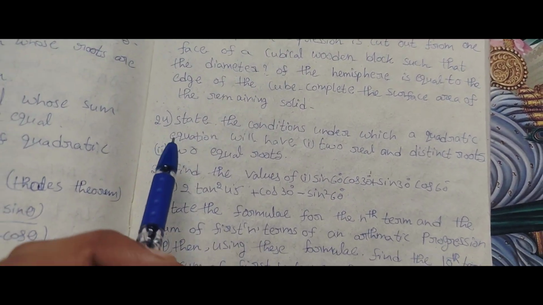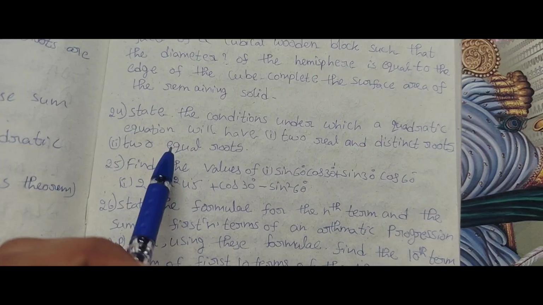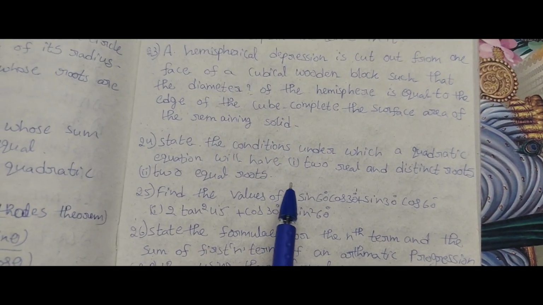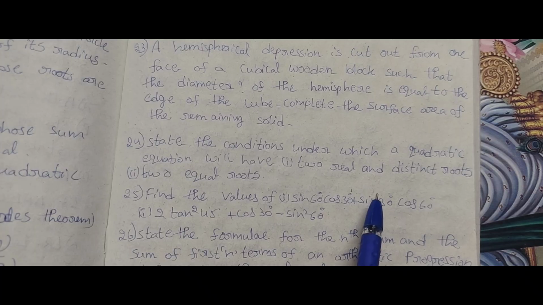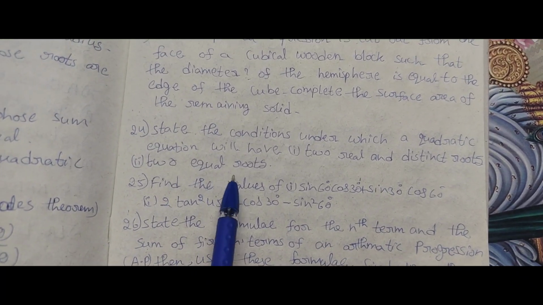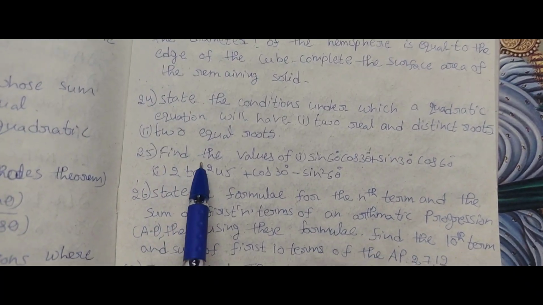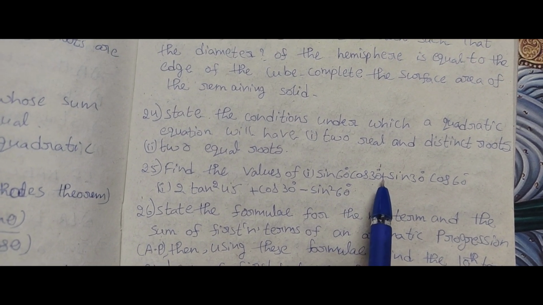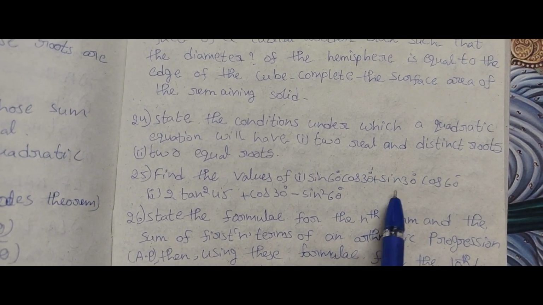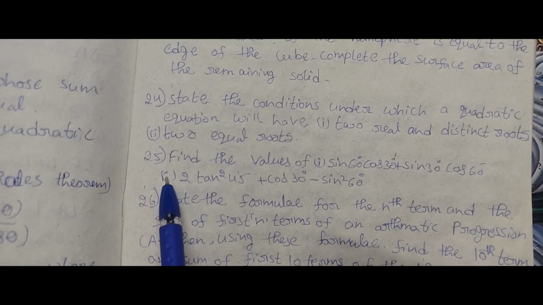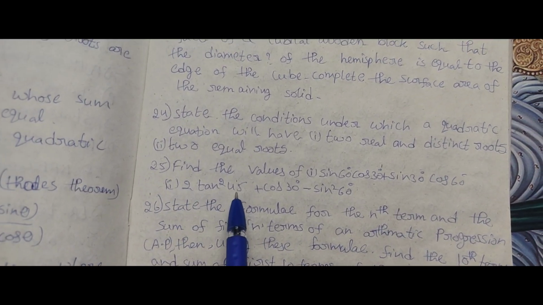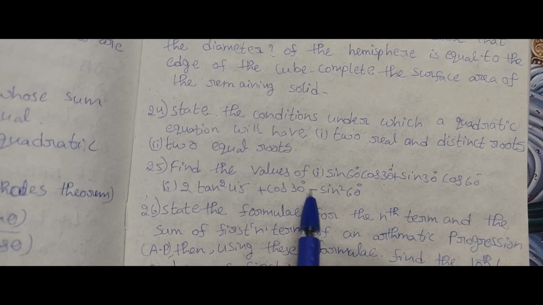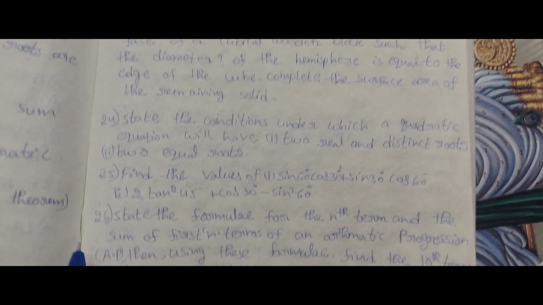Next, 24. State the condition under which a quadratic equation will have first, two real and distinct roots, second, two equal roots. 25. Find the values of: first question, sin 60 cos 30 plus sin 30 cos 60. Second question, 2 tan square 45 plus cos square 30 minus sin square 60.